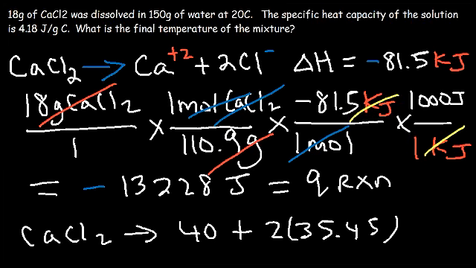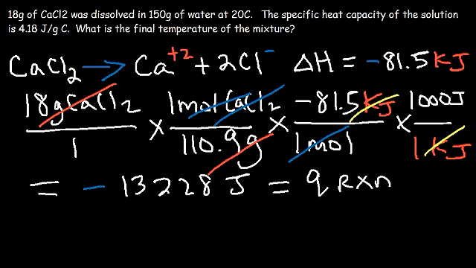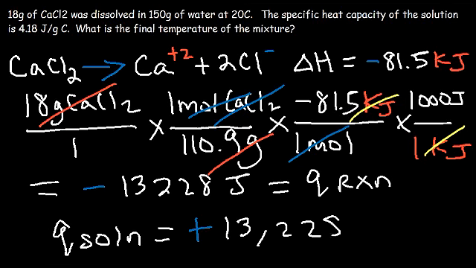Now this is the Q for the reaction. That's the dissolution of calcium chloride. So therefore, the Q for the solution must be positive. If the reaction is exothermic, then the solution must be endothermic. It has to absorb the energy. So it's positive 13,228 joules.